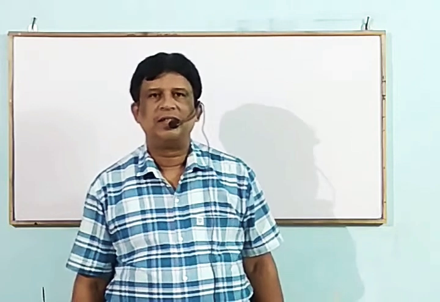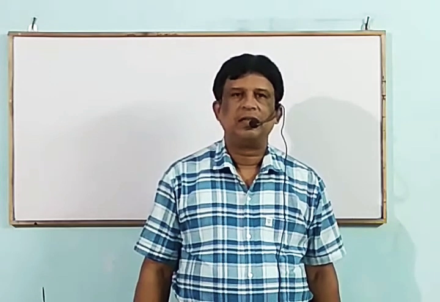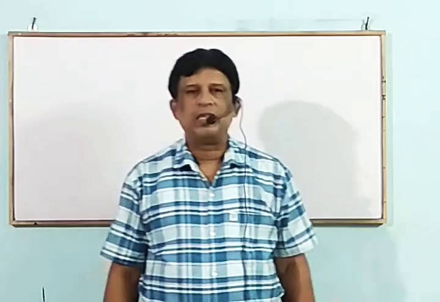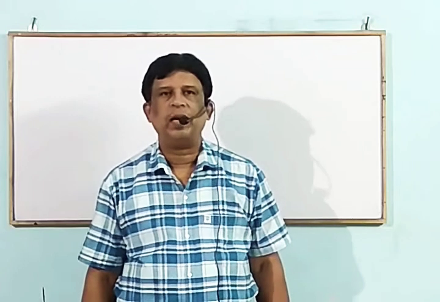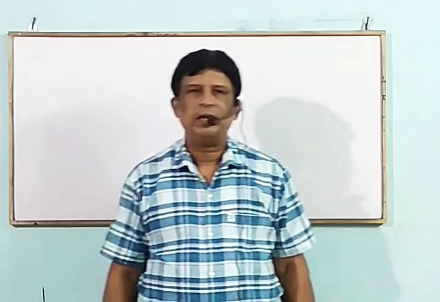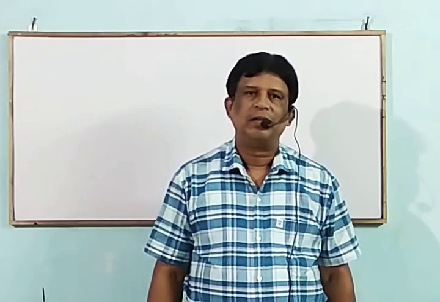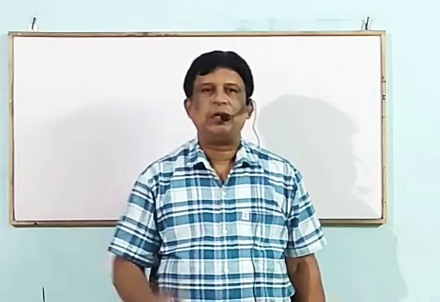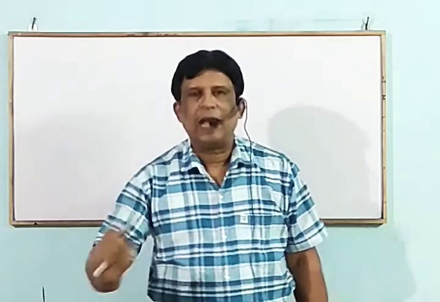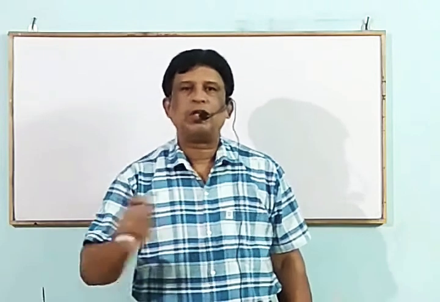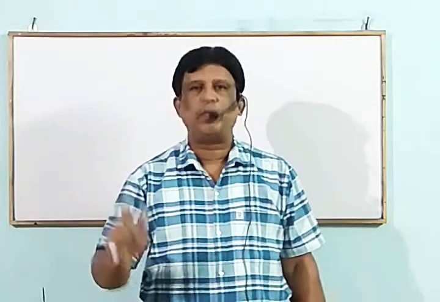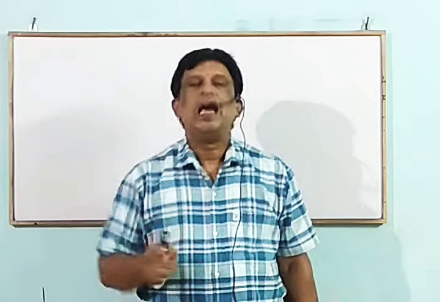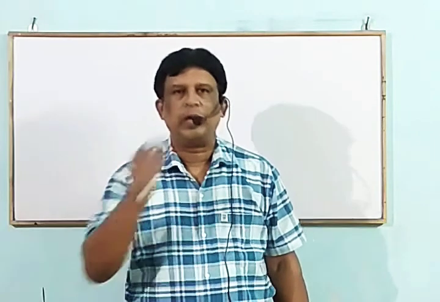Good morning, students. In the previous class, that is class 1 of the chapter group 17 halogen family, I already completed the introduction part, nomenclature, general trends in physical property, general trends in chemical property, and anomalous behavior, that is abnormal behavior of fluorine. Why fluorine behaves differently, and what are the different behaviors of fluorine?